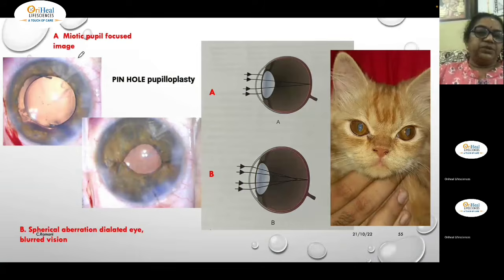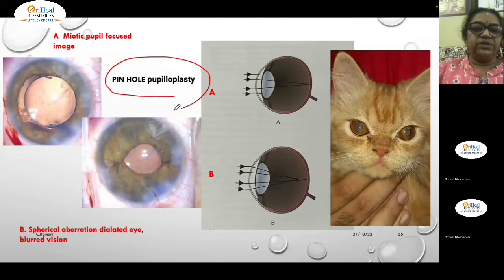Then myotic people. So that is very important. We were talking about meiosis, because this is a very common thing they now do in human beings, called pinhole pupilloplasty. Why do you want to reduce the size of the pupil? To improve the image, to improve the clarity. They say when you reduce the pupillary size, you will be able to see better. So this is in the case of a human being.